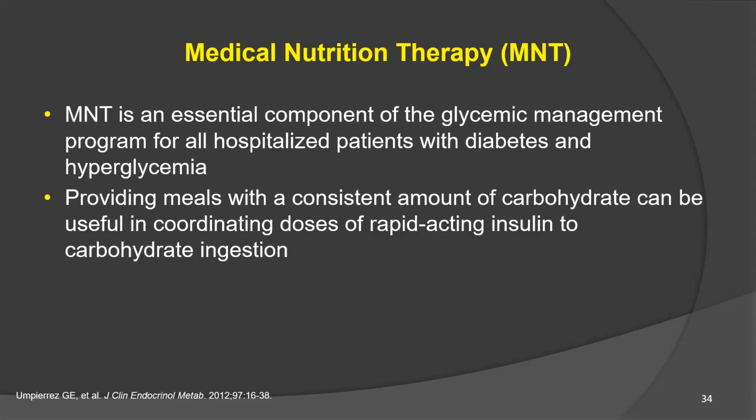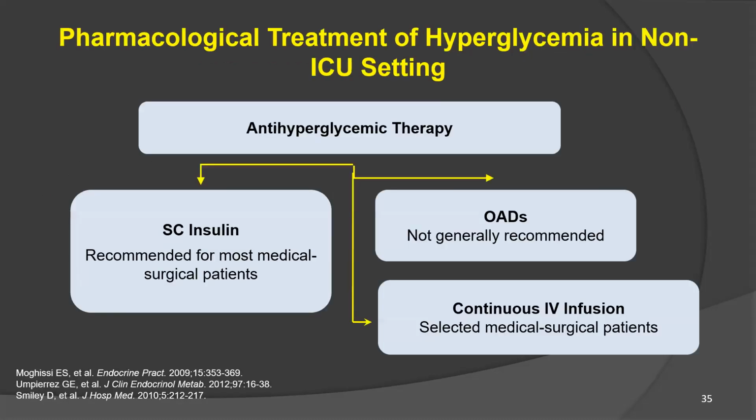Medical nutrition therapy is an essential component of the glycemic management program for all hospitalized patients with diabetes and hyperglycemia. Providing meals with a consistent amount of carbohydrate can be useful in coordinating the doses of rapid-acting insulin to carbohydrate ingestion. So it is always useful to call on the nutritional team and ask them to modify this diabetic patient's diet so that it can help you decide about the insulin doses or whatever therapy you're planning for the patient.